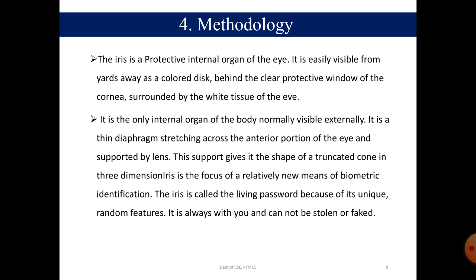The iris is a protective internal organ of the eye. It is easily visible from yards away as a colored disc behind the clear protective window of the cornea, surrounded by the white tissue of the eye. It is the only internal organ of the body normally visible externally. It is a thin diaphragm stretching across the anterior portion of the eye and supported by the lens. This support gives it the shape of a truncated cone in three dimensions. In the focus of relatively new means of biometric identification, the iris is called the living password because of its unique random features.